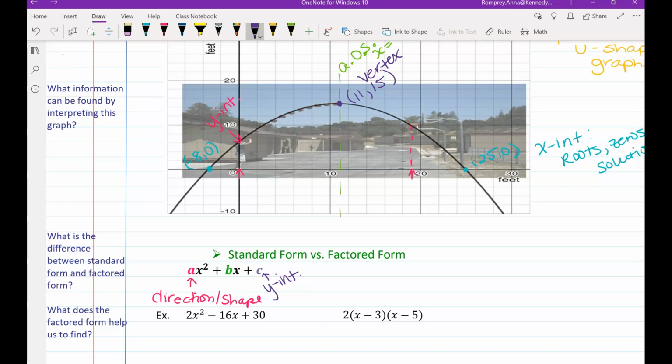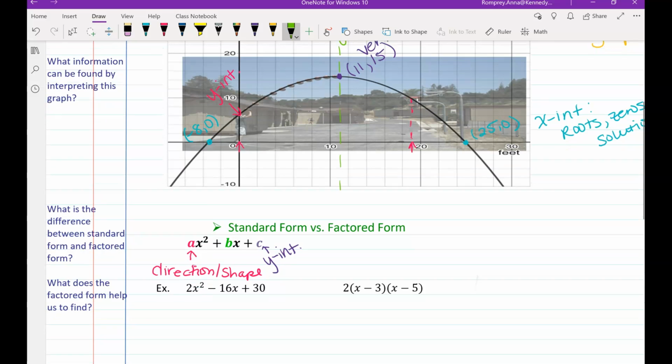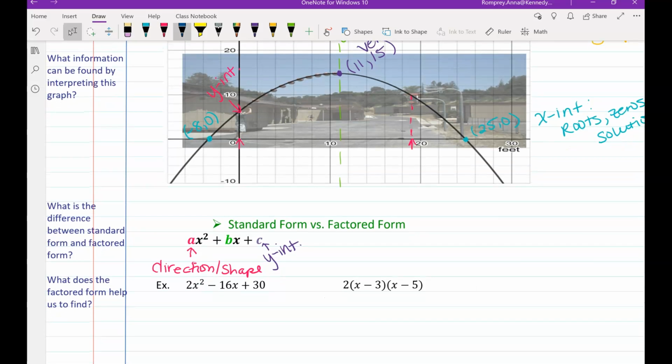All right, now factored form. This first one is an example of standard form. This is an example of factored form. Hopefully that looks familiar to you from when we found our zeros. We set it equal to 0. So factored form allows us to find our zeros. Remember, our zeros, our roots, are mainly our x-intercepts.